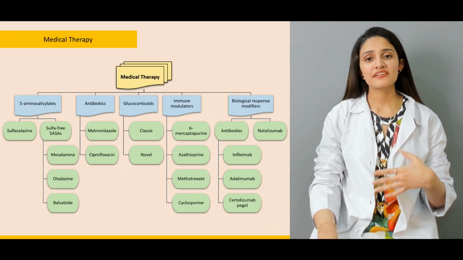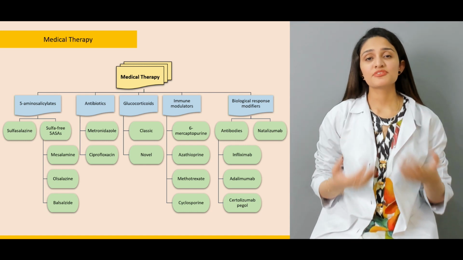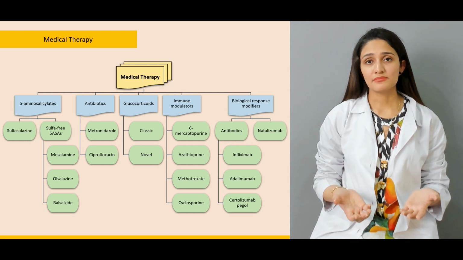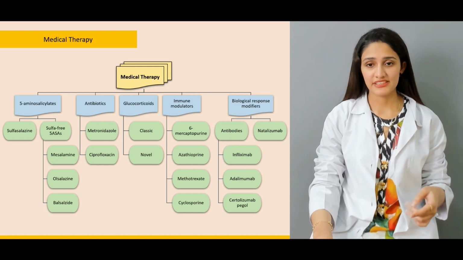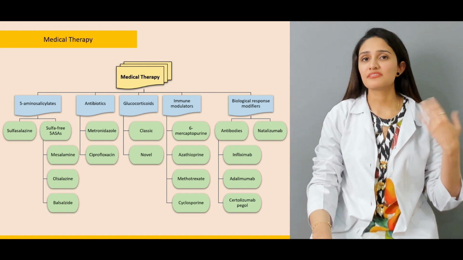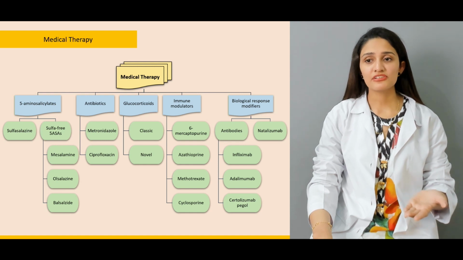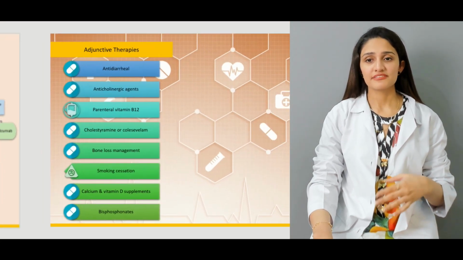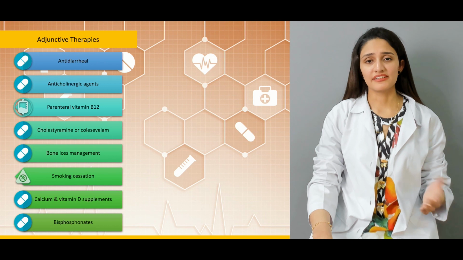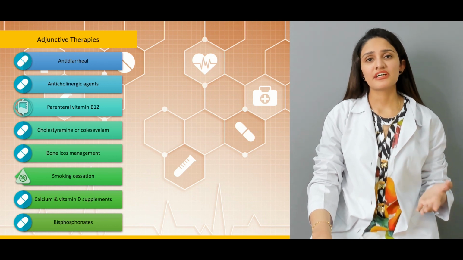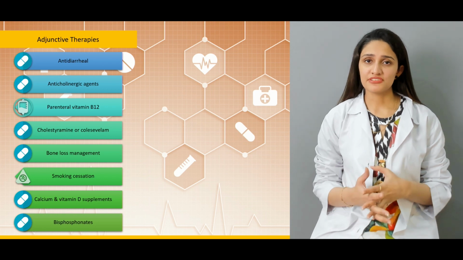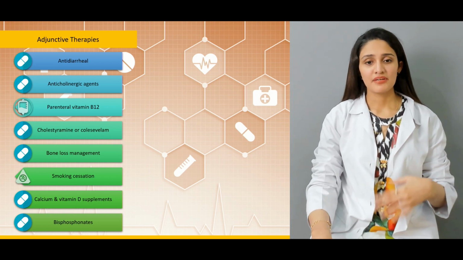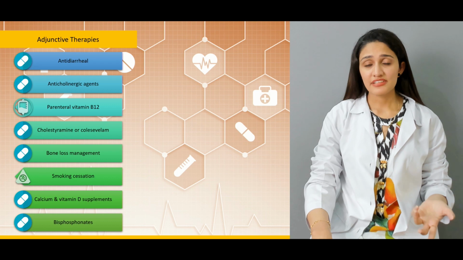And then we'll be studying the different types of medicines that are available for patients with Crohn's disease, different antibiotics, different biological response modifiers. So we'll be talking about that. And then other adjunctive therapies. What are the other symptomatic treatments that we can offer to these patients? These are some medicines, some other therapies.